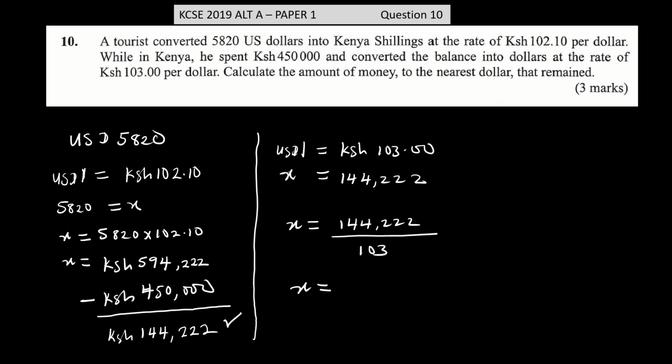And here, if you press your calculator, 144,222 divided by 103, the answer here is 1,400.214. The question says convert to the nearest dollar, so we are going to have x equal to US dollars 1,400. So the balance that remains is 1,400 US dollars.